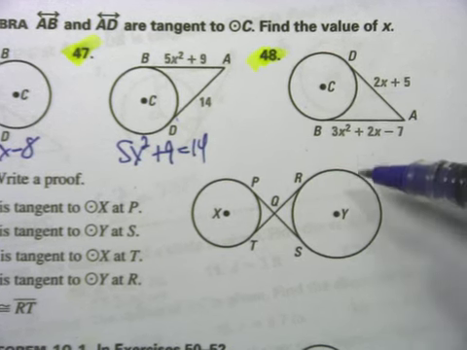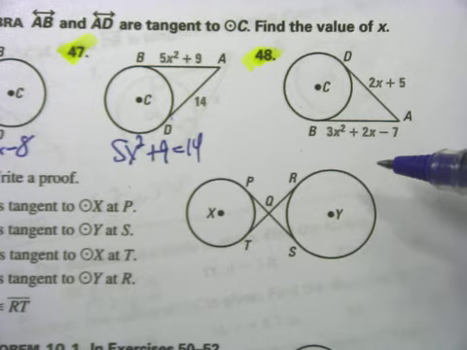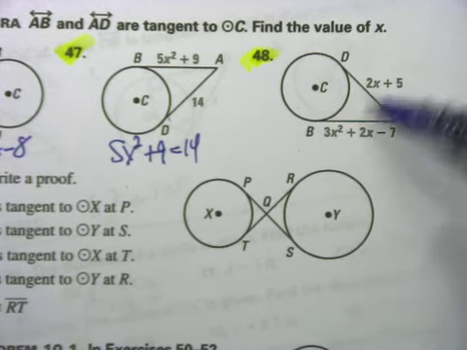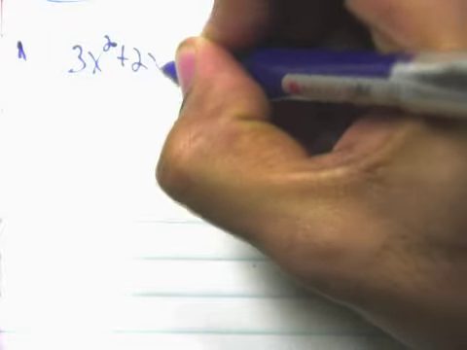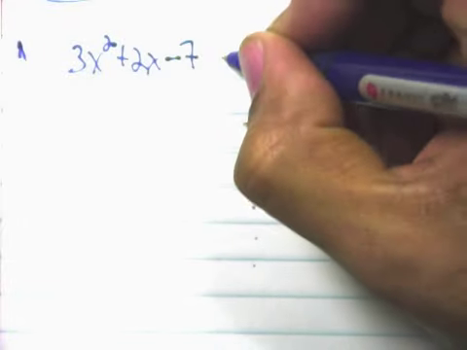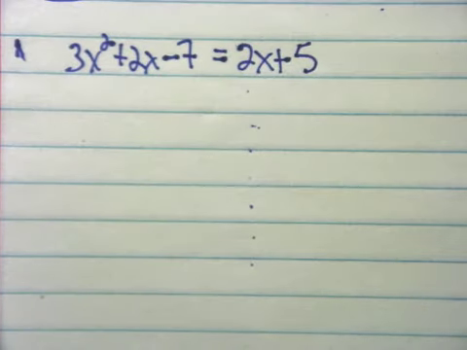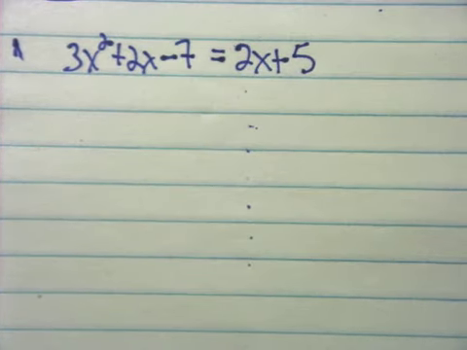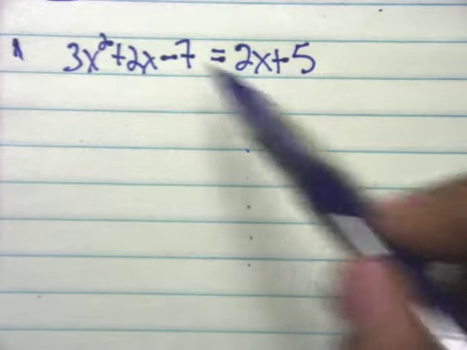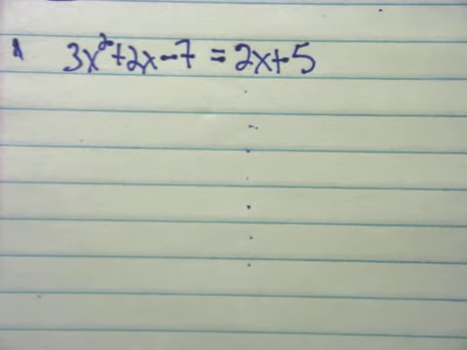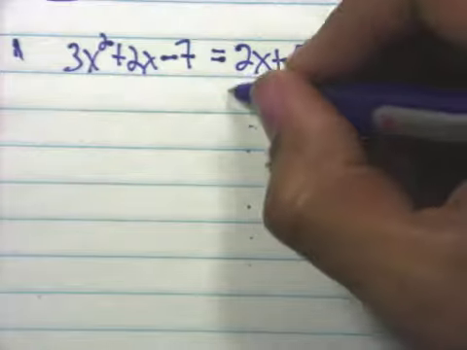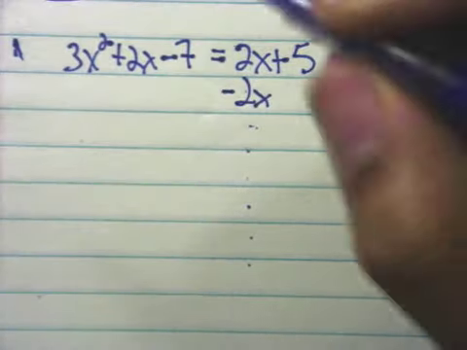And the last question, which is question 48. Again, I have two tangent lines coming from the same point, so they should be congruent. I know it looks a little bit long, but you've actually done this before. If you haven't, here's a little review. I'm going to set both of these equations equal to each other. So I'm going to write 3x squared plus 2x minus 7 is equal to 2x plus 5.